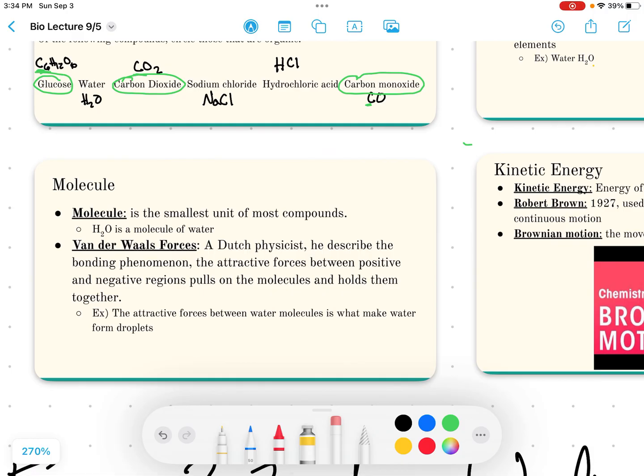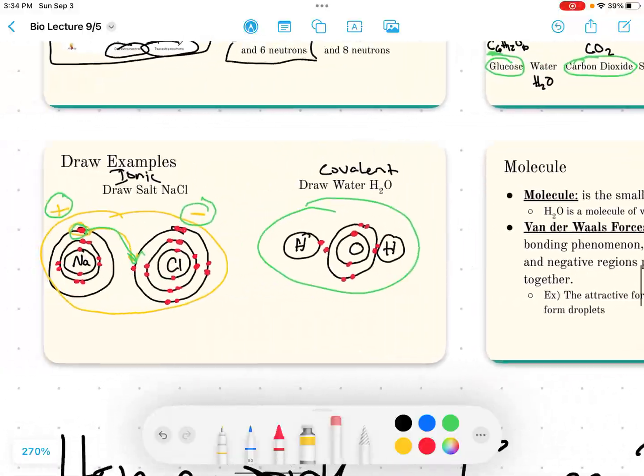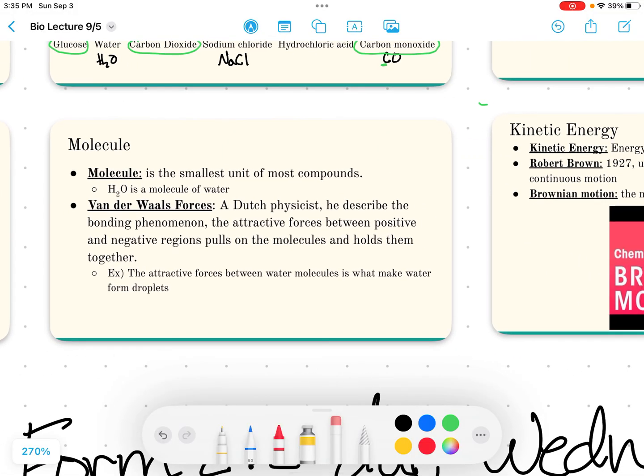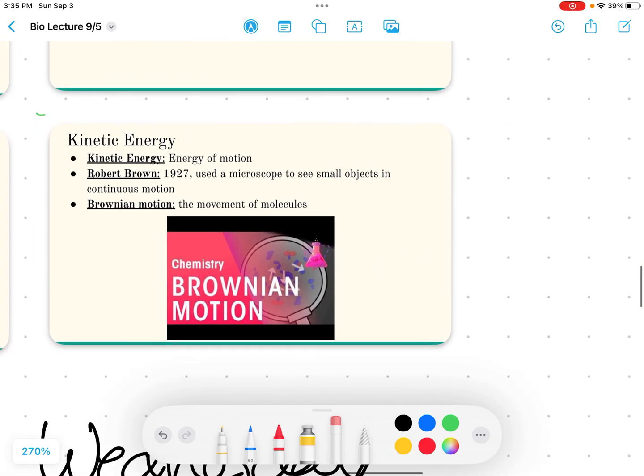We can make up a molecule, which is the smallest unit of a compound. Just like how we drew our sodium chloride and our water, those would both be a molecule. They have van der Waals forces that allow multiple molecules to bond together and hold together, even though they really want to just repel each other. Then we talked about kinetic energy, which is the energy of motion, and then Brownian motion, which is talking about how molecules move and bounce off of each other and stick together as well.